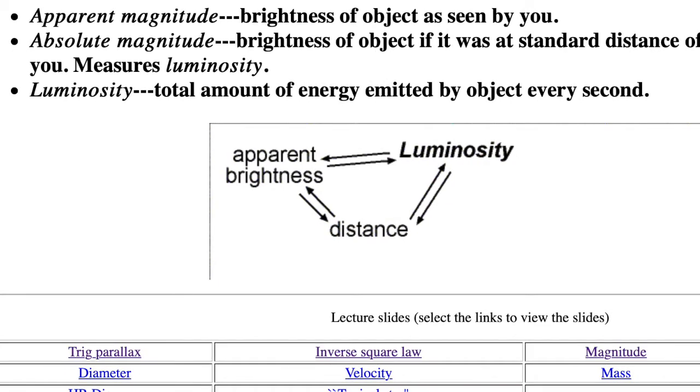Back to the triangle. If you know two sides of the triangle, you can find the third side. For example, in the inverse square law, if we measure the apparent brightness of a star, and we know its actual wattage, that is, its luminosity, then we can derive the third part of the triangle, the distance.